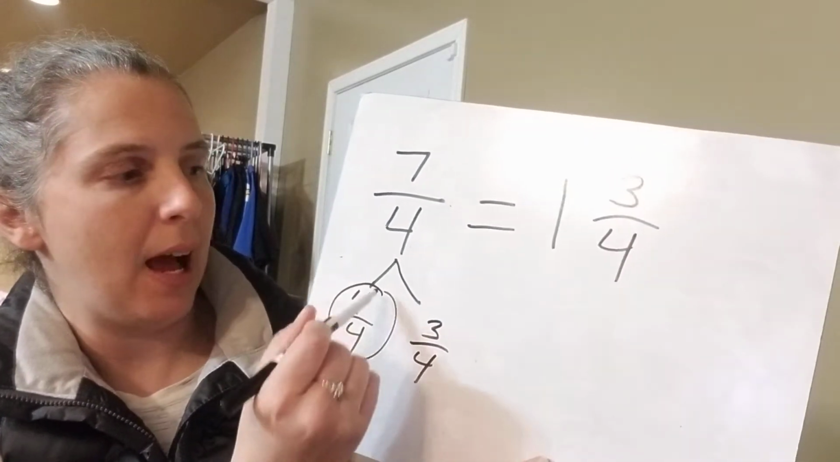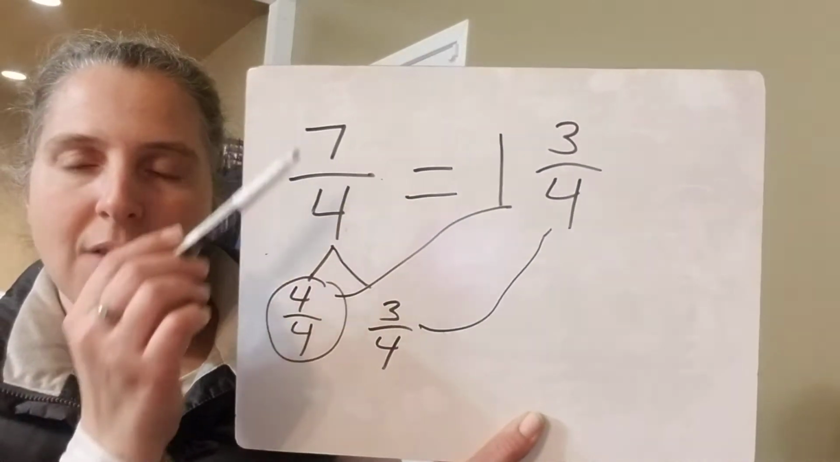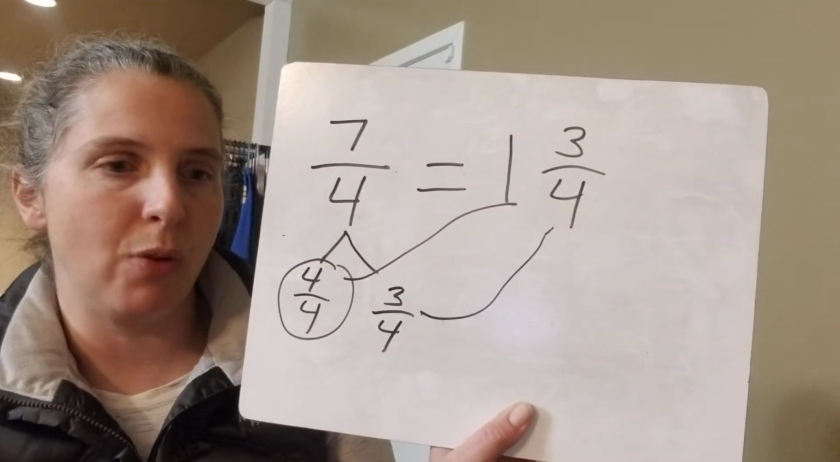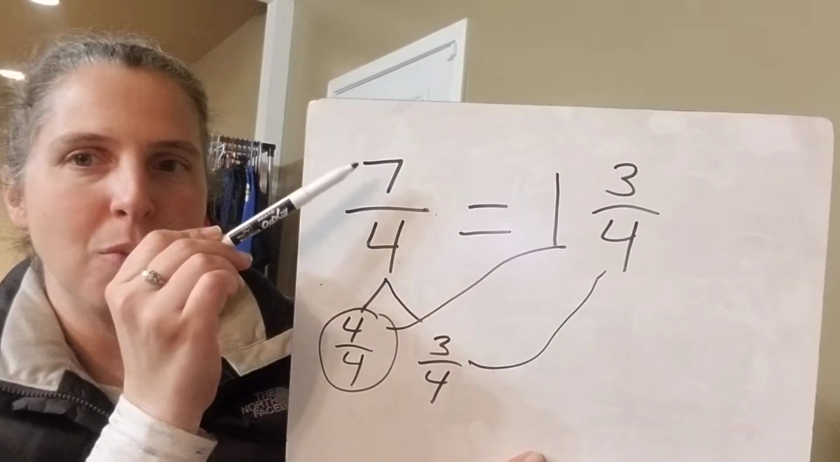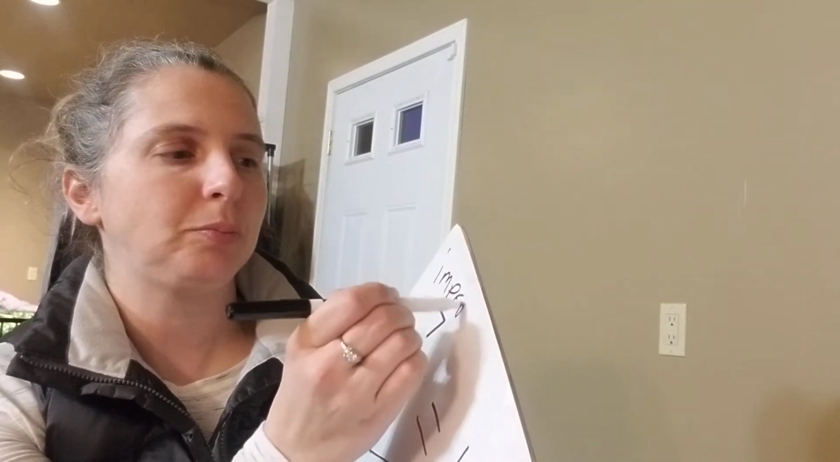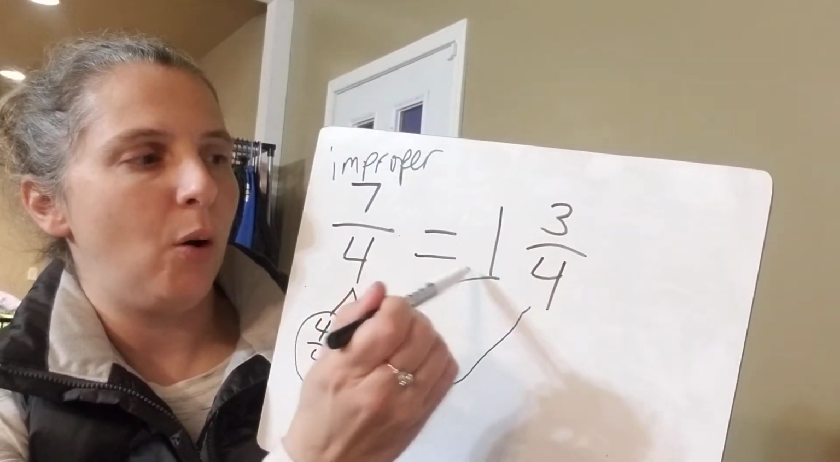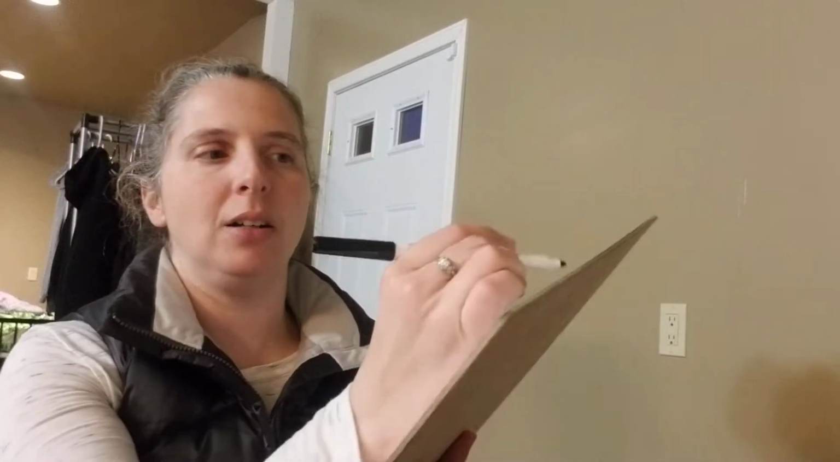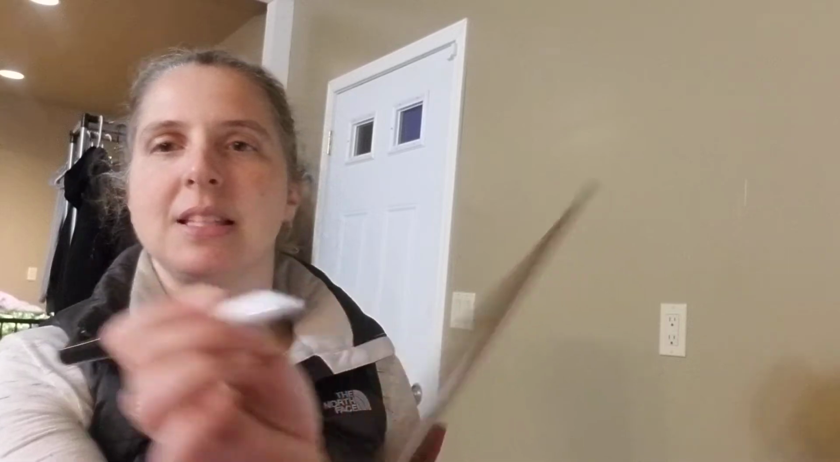So I know that I have 1. And how many left over? 3 fourths. So 7 fourths equals 1 3 fourths. Do you remember all of that? Okay. What is this called? Where the numerator is larger than the denominator. Improper. It's an improper fraction. And then when we have a whole number and a fraction, what is that called? Should be saying it out loud. That's a mixed number.